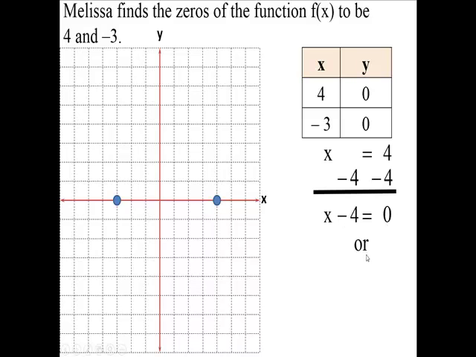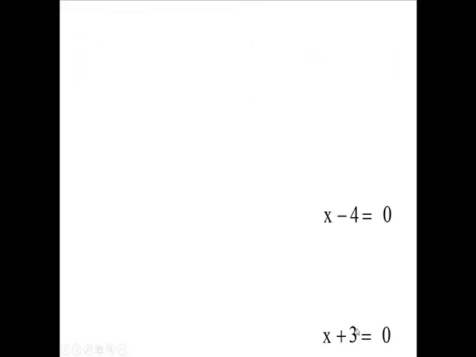My second equation is when x is minus 3. On this one, I'm going to add 3 to both sides. x plus 3 equals 0. All right? So we have these two equations, and we can combine those equations into one equation. Let me show you what I mean. If x minus 4 is 0, or if x plus 3 is 0.